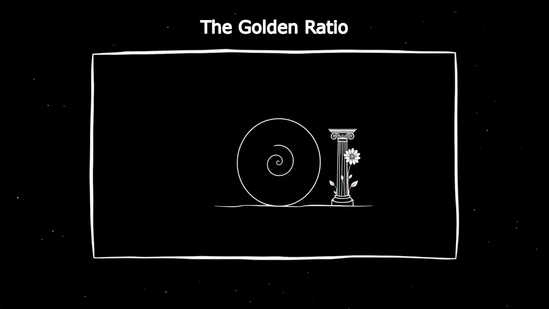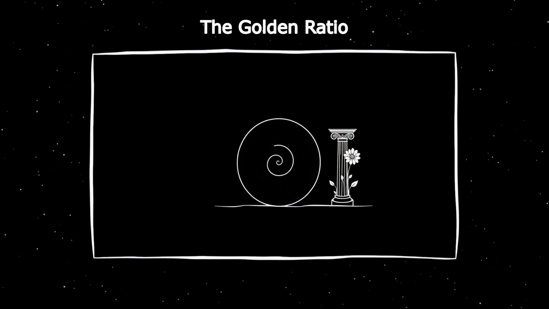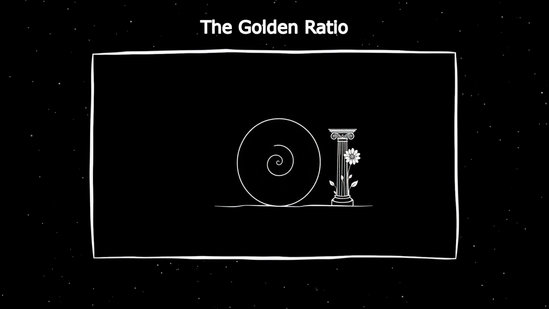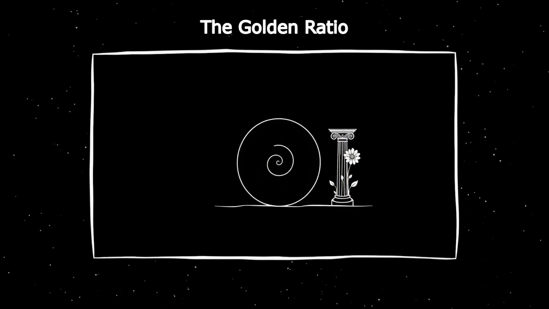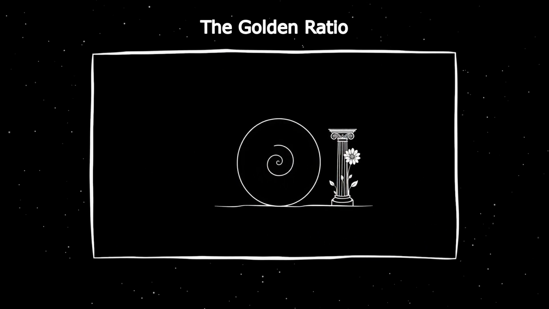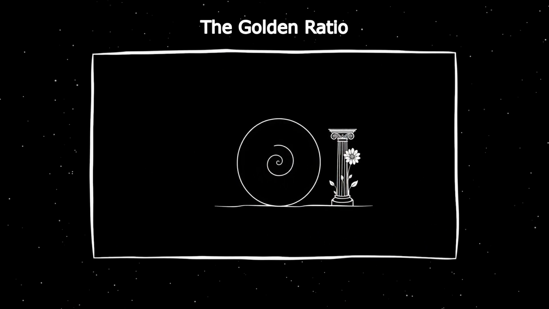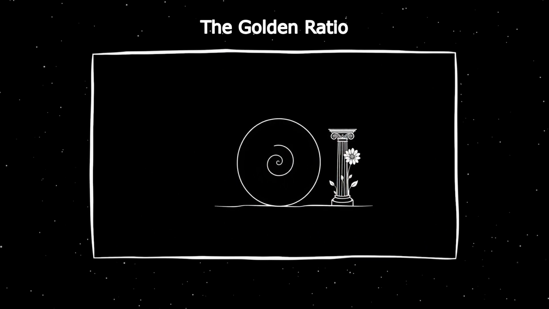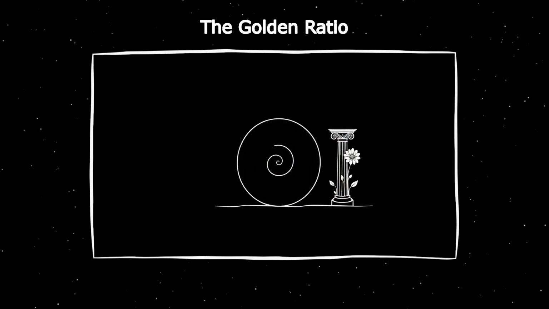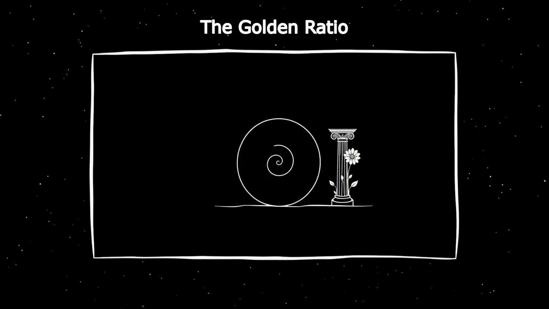The golden ratio is a fascinating mathematical concept that has captivated artists, architects, and mathematicians for centuries. It is an irrational number, approximately equal to 1.618, and is often denoted by the Greek letter phi. This unique number appears frequently in nature, classical art, and various forms of geometry, and it is renowned for its aesthetic quality, often regarded as a standard of beauty.